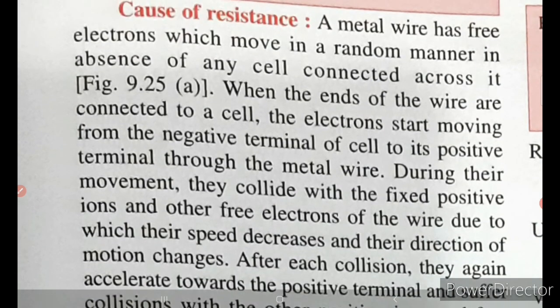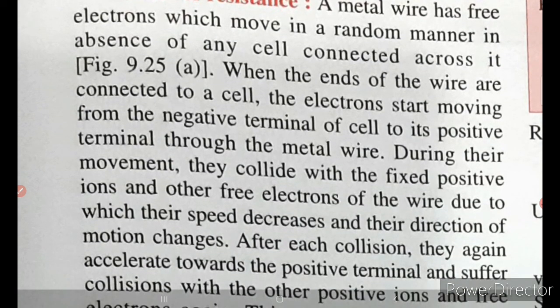So when the ends of the wire are connected to a cell, the electron starts moving from the negative terminal of a cell to its positive terminal through the metal wire. During their movement, they collide with the fixed positive ions and other free electrons of the wire, due to which their speed decreases and the direction of the motion changes. After each collision, they again accelerate towards the positive terminal.